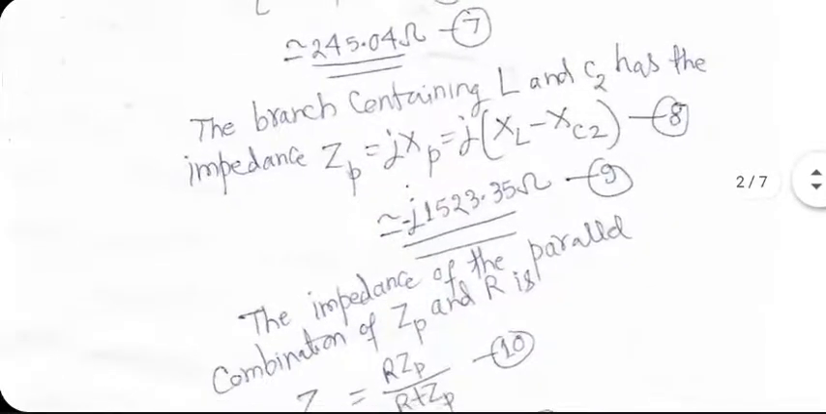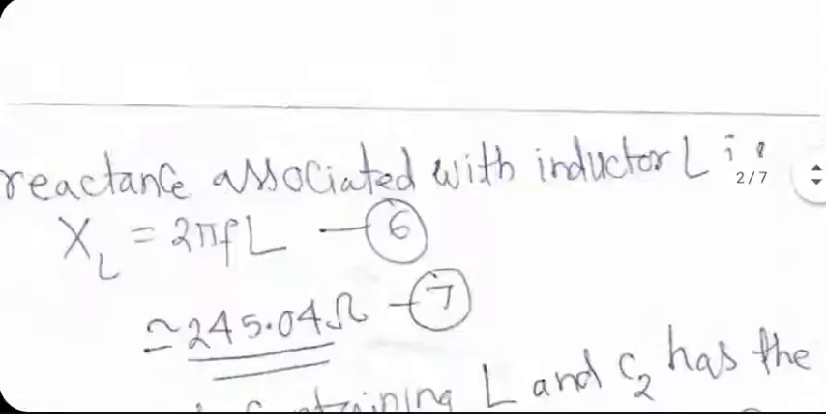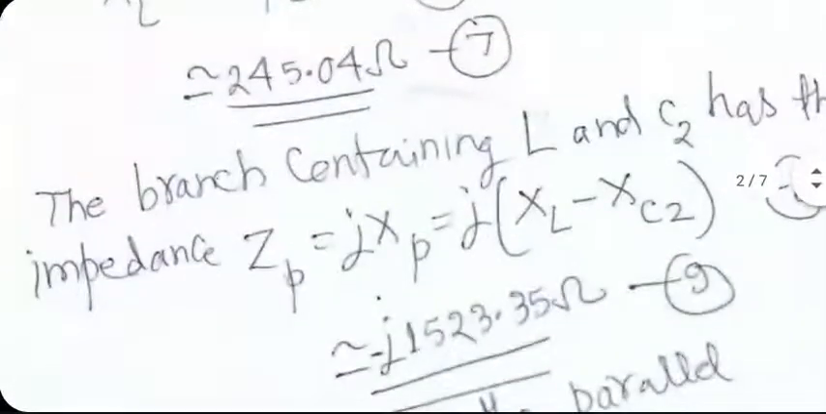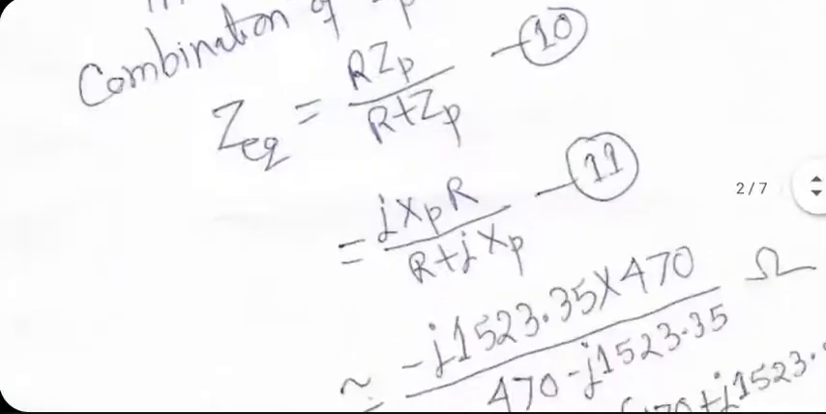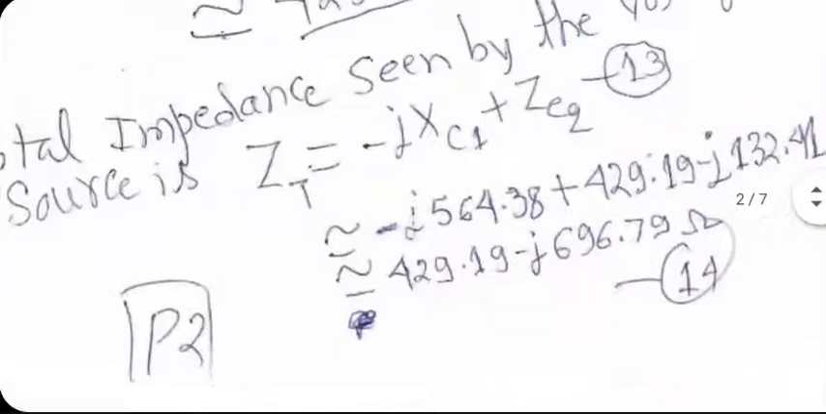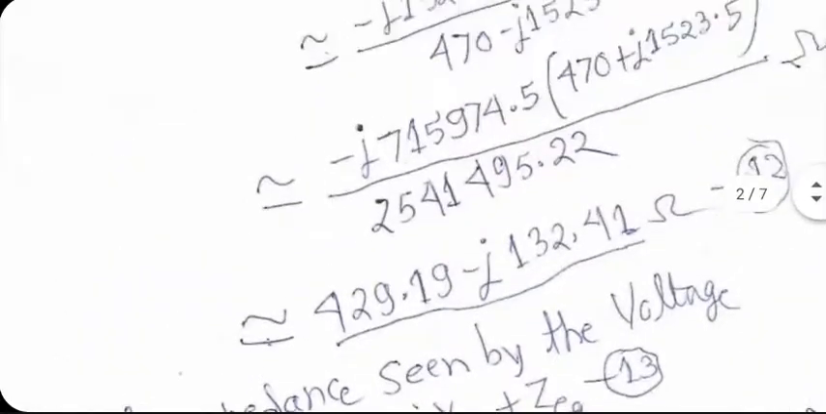I calculate the impedance of the LC circuit, okay? And then I take the parallel combination with 470 ohm. So it's all given here. The ultimate result for that parallel combination's impedance turns out to be this one: 429.19 minus j 132.41 ohm. You have done many problems like that in your life so far.